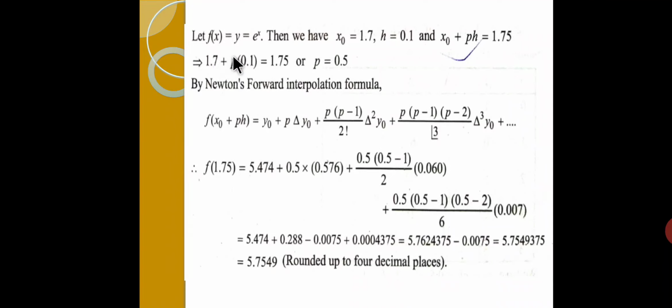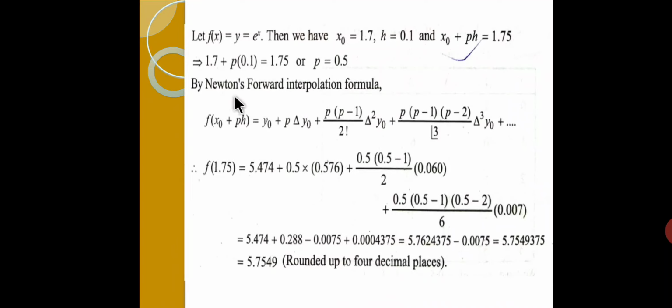Let the given function y be e power x. Then we have x naught value 1.7, interval difference 0.1, and the finding value 1.75. So x is equal to x naught plus ph. From this we find the p value. We know the value of x naught and the interval difference, and from this relation we get p is equal to 0.5. So here 1.75 is our required value.